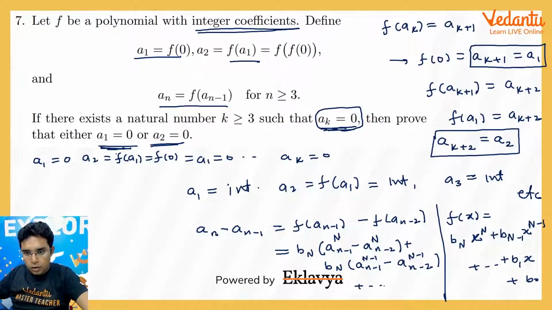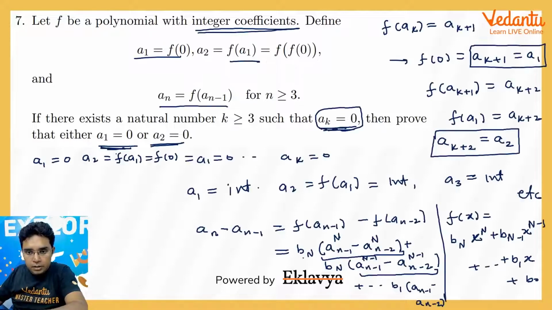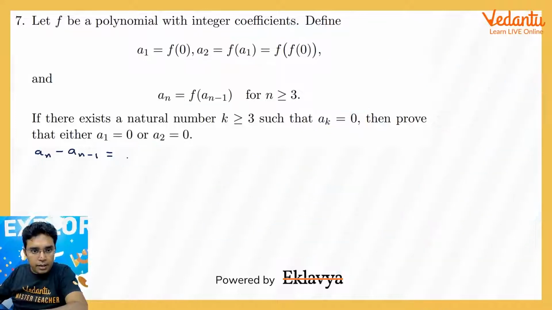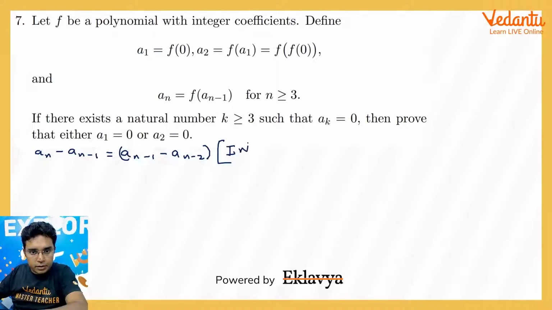And so on and so on. The last one would be b1 into a(n-1) minus a(n-2). So what you can notice here, all these terms are such that you can take a(n-1) minus a(n-2) common. Let me write in the next step that in all these brackets I can take a(n-1) minus a(n-2) common, and whatever is remaining, because they are all integers, I can write this as an integer.